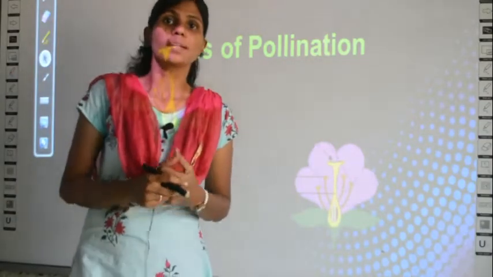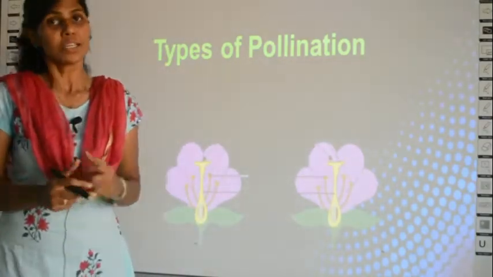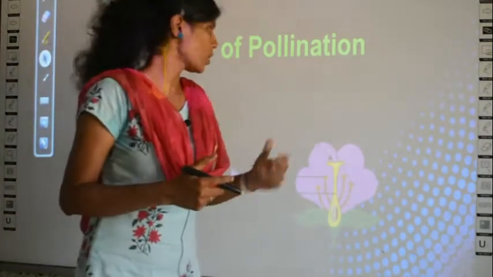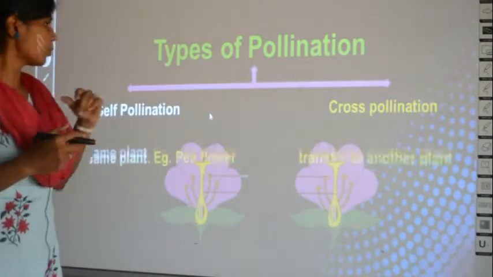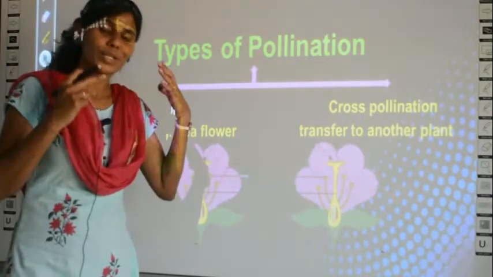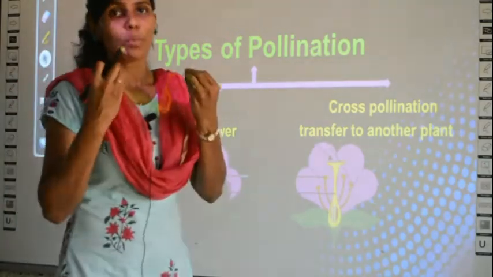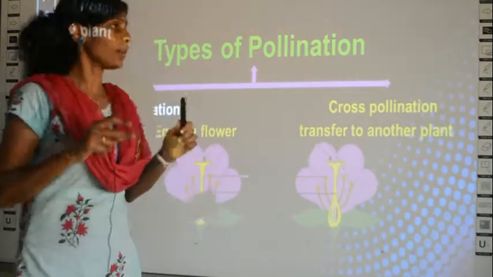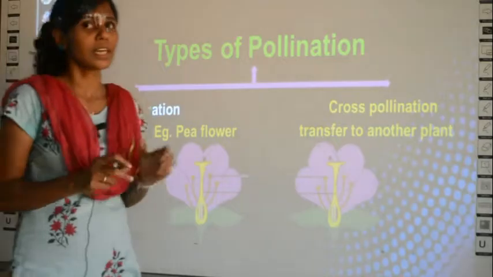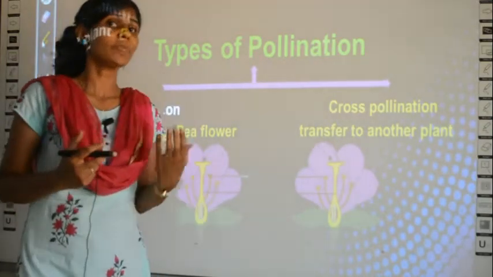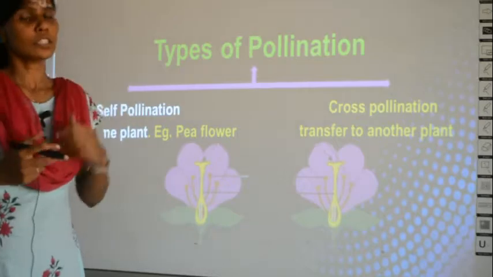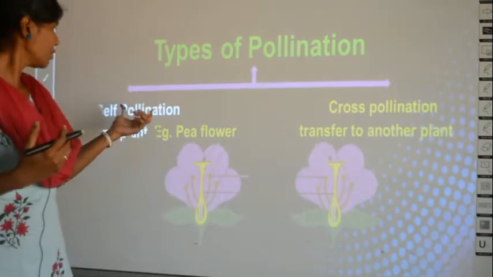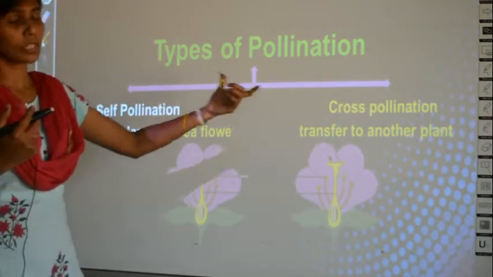Next we learn about the types of pollination. There are two types of pollination. One is called self-pollination. The next one is called cross-pollination. So pollination, you already know. Pollination itself means transfer of pollen grains from the anther to the stigma. Whatever type of pollination, in every pollination this happens, that is transfer of pollen grains from the anther to the stigma. This is common in whatever type of pollination it is. Then based on what do we categorize as self-pollination and cross-pollination?